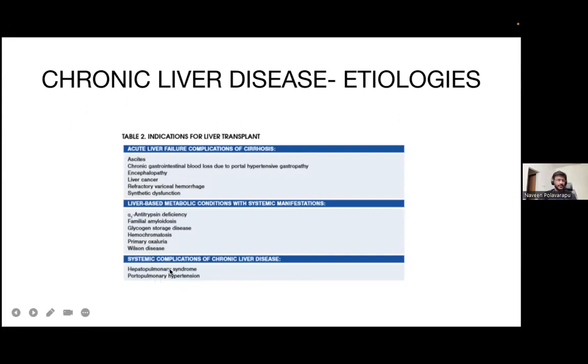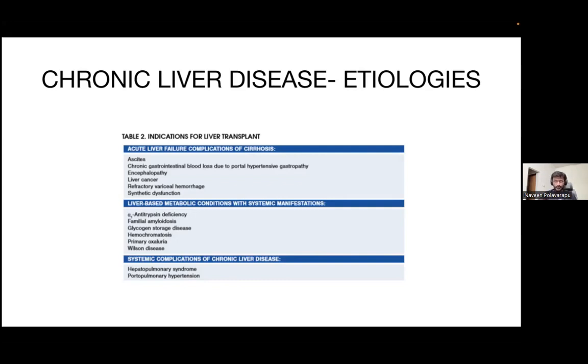Systemic complications of chronic liver disease like hepatopulmonary syndrome, yes, we consider liver transplantation. But for portopulmonary hypertension, if they have significant pulmonary hypertension, that itself is a contraindication, which we will go through in the section where we discuss when and why not to do a transplantation for certain categories of patients. So if they have HPS, yes, we should do it, particularly if it is moderate to severe.